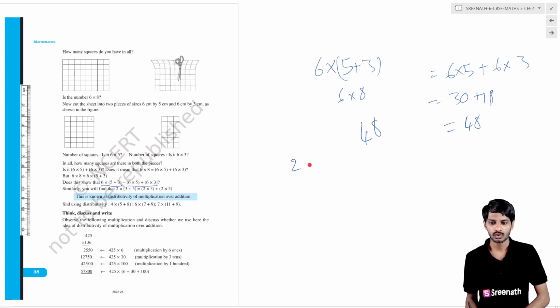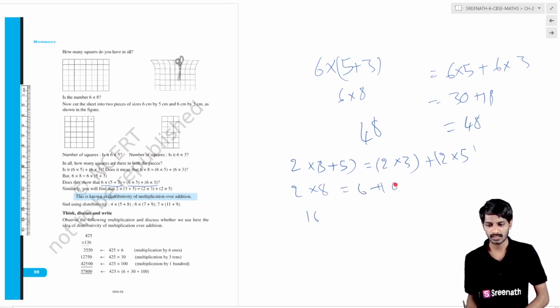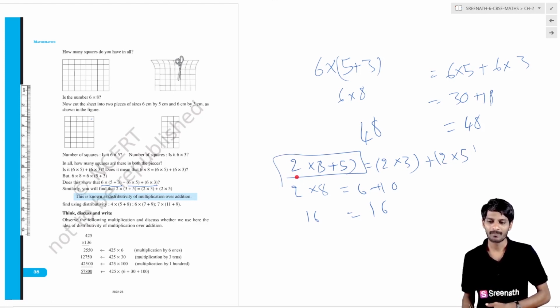In the same way, 2 into (3 plus 5) is equal to 2 into 3 plus 2 into 5. In this case, 2 into 8, 8 2s are 16, and 3 2s are 6 plus 5 2s are 10, so in this case also 16. So what we can understand is 2 into (3 plus 5) can be written as 2 into 3 plus 2 into 5. Okay, distributivity, we have distributed the multiplication over addition.